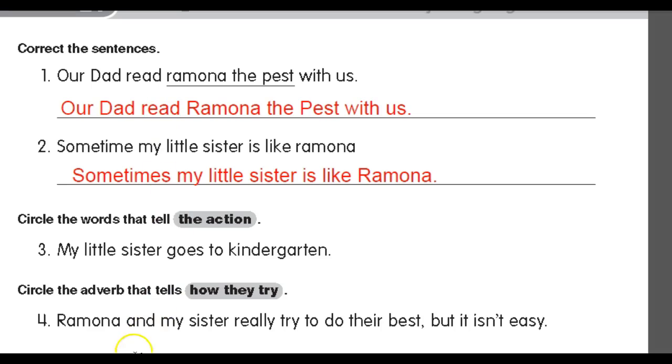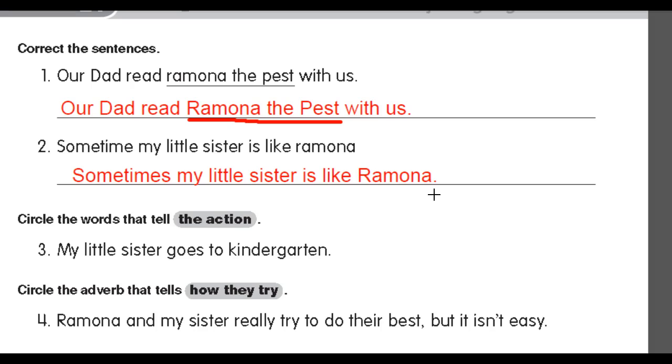Our dad read Ramona the Pest. Actually, this one needs to be underlined too. I just can't do that with my typing. With us. And the important words of every title need to be underlined. So Ramona and Pest need to be capitalized. Sometime my little sister is like Ramona. And actually, when you're in 3rd grade, you read Ramona and Beezus. So we'll actually read these books. Sometime my little sister is like Ramona. This should be sometimes with a capital S. My little sister is like Ramona. Ramona is a name, so we need a capital R, and it's a statement, so we need a period.